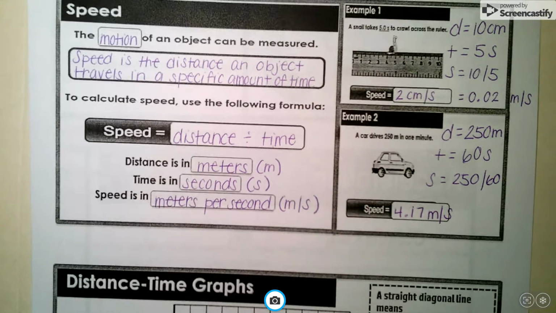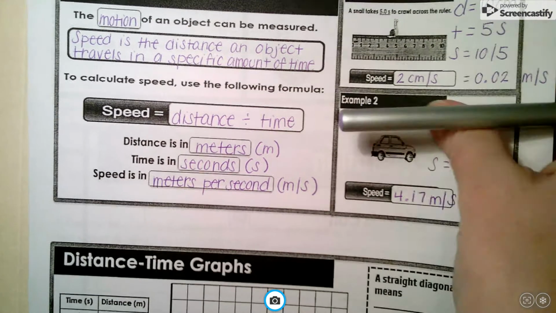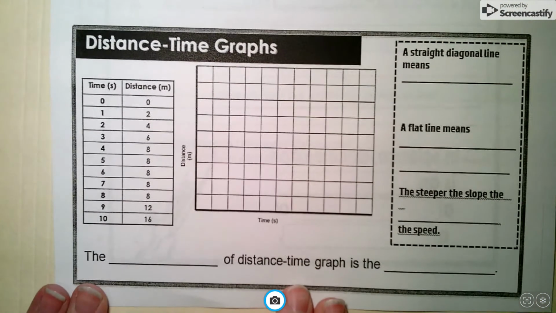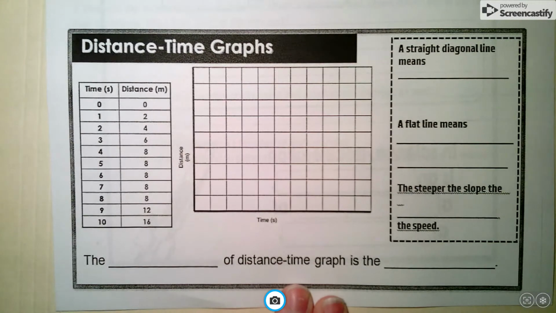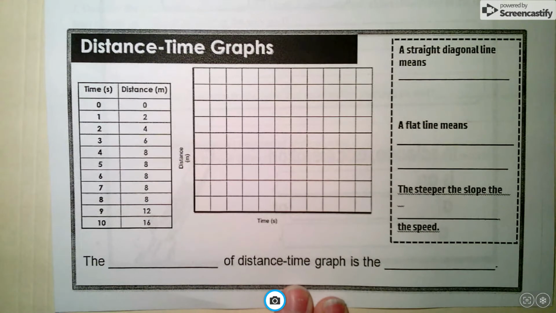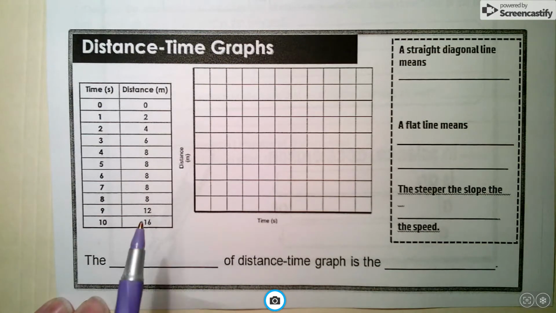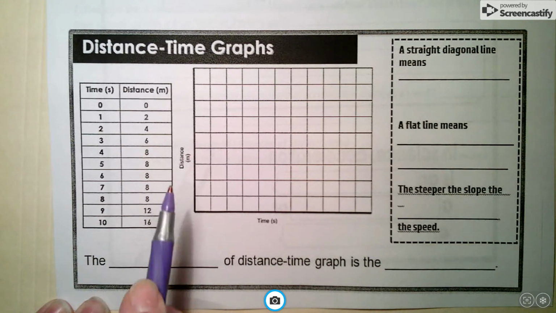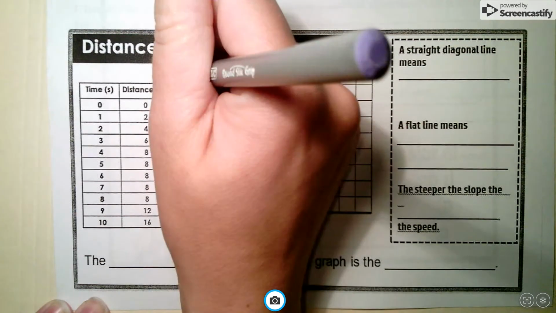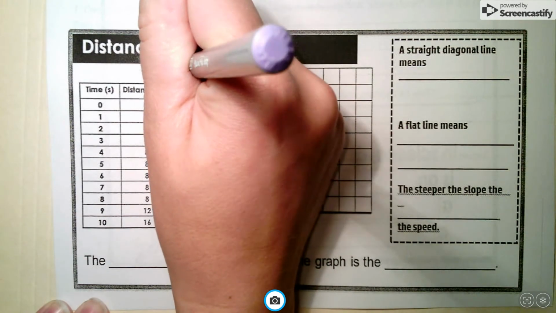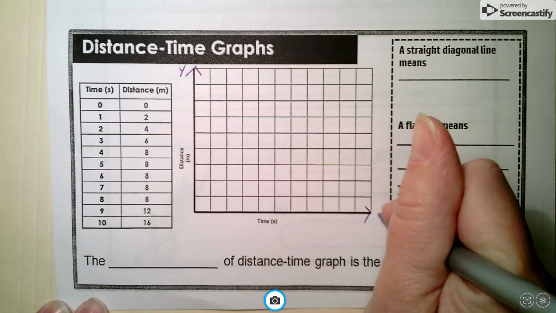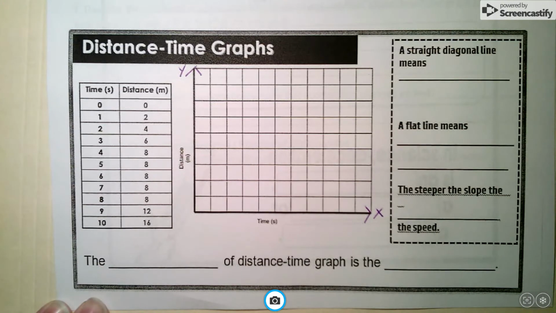Okay, so let's move down to the next part. So now we have distance time graphs. We can represent speed using a distance time graph. So in this box, we're actually going to make an example distance time graph. We have these points in this data table to plot. We have distance on the y-axis, so I can make arrows at the top of this y, label it y. I have time on my x-axis. I can make an arrow at the end and label it x.